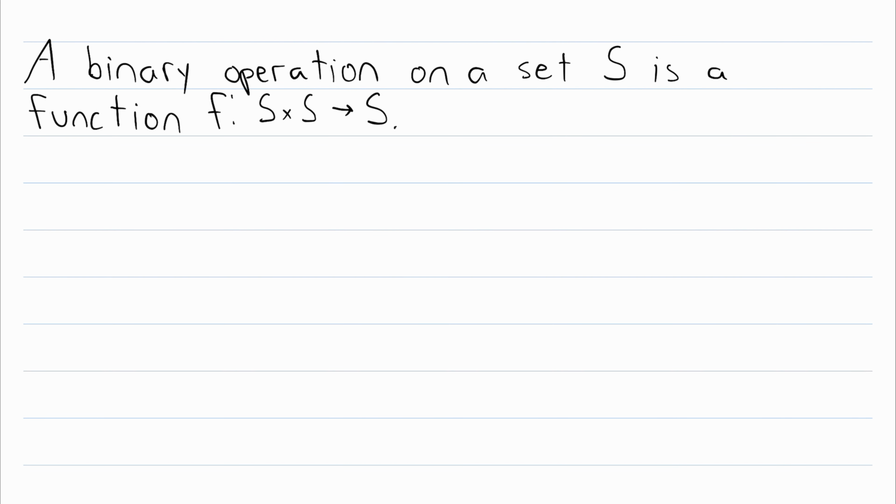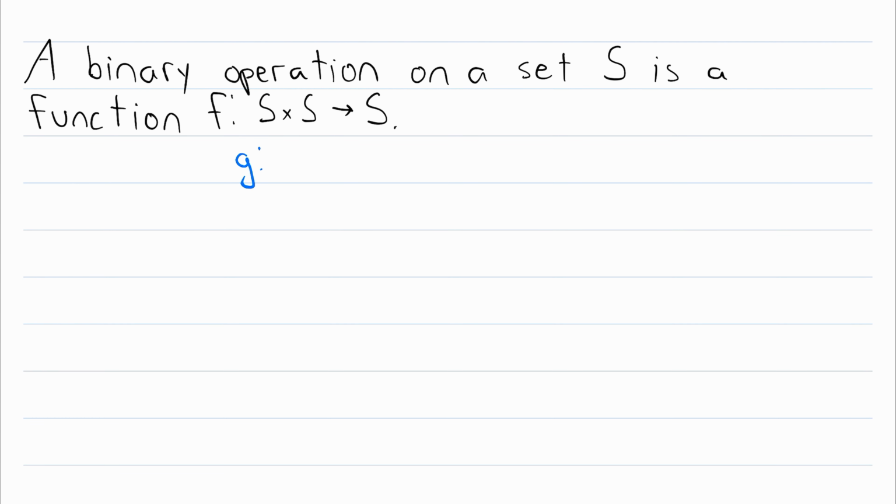So a binary operation is just a special type of function. A binary operation on a set S is a function from the Cartesian product S cross S to that same set S. This means that a binary operation takes two elements from the same set, they could be the same element or they could be different, and it maps them to exactly one element also in that set. And you might not realize it, but you're actually very familiar with many binary operations already.